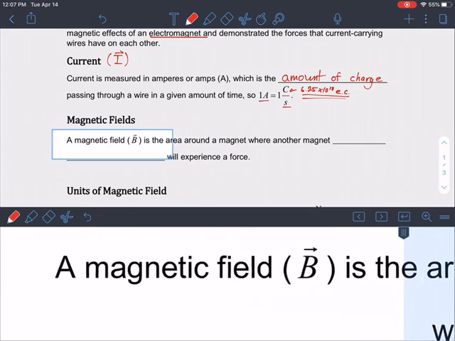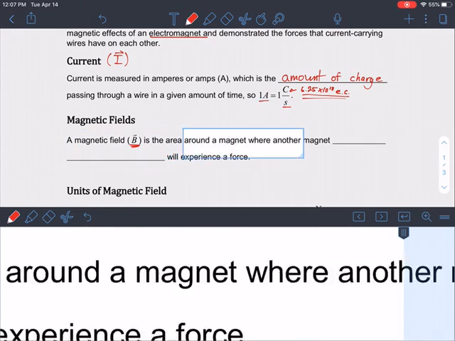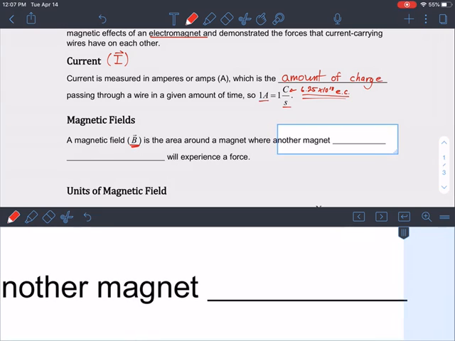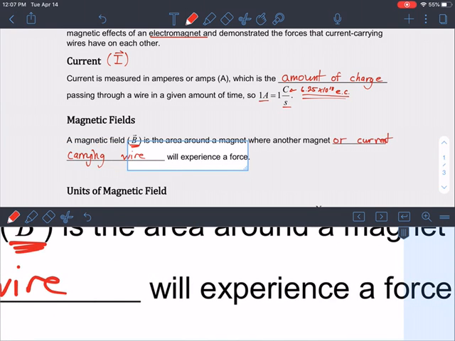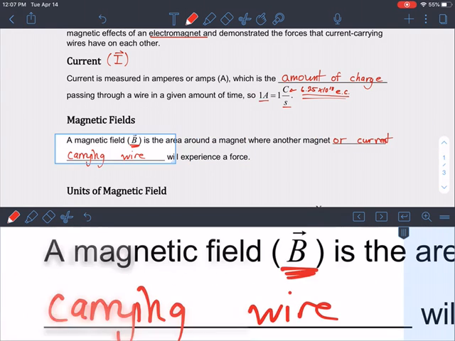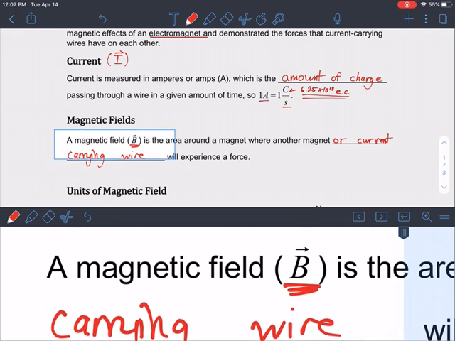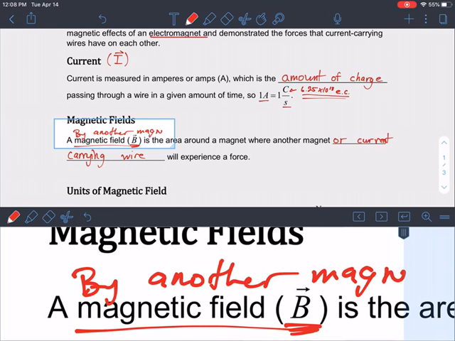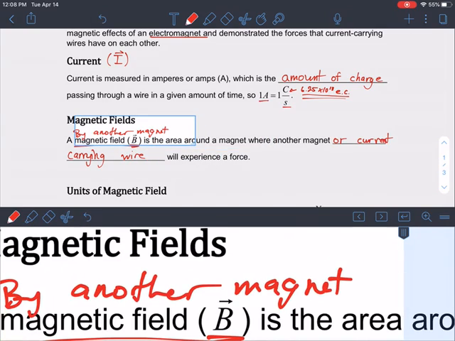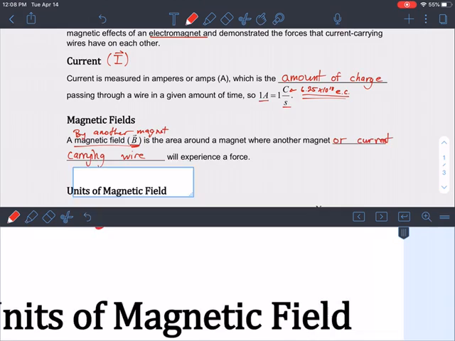Magnetic field, okay? Here's the new letter, B. The magnetic field B is the area around a magnet where another magnet or current-carrying wire will experience a force. So this is the big idea of today's lesson. A current-carrying wire is going to experience a force when it's in a magnetic field, which means it's by another magnet. So the magnetic field just means you're close to it. If you're close to a magnet, you're in its magnetic field, and you'll feel a force.